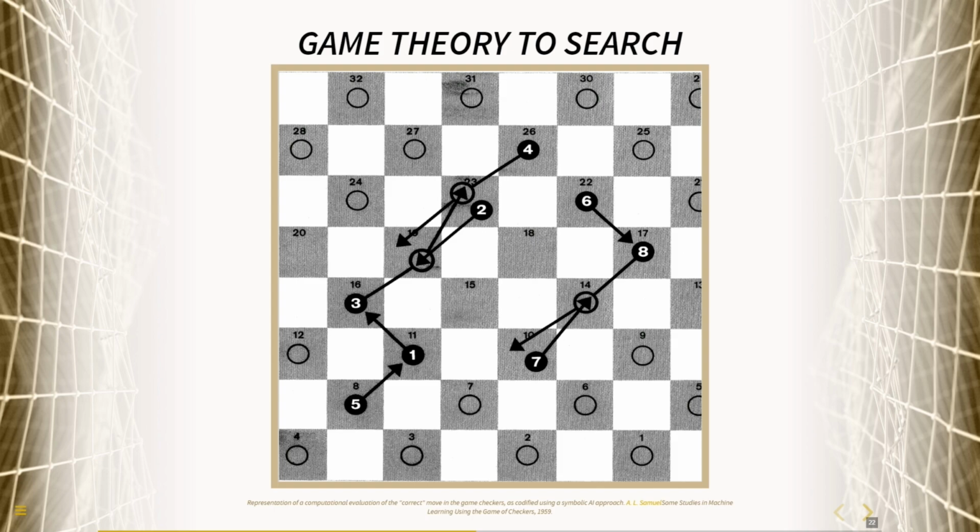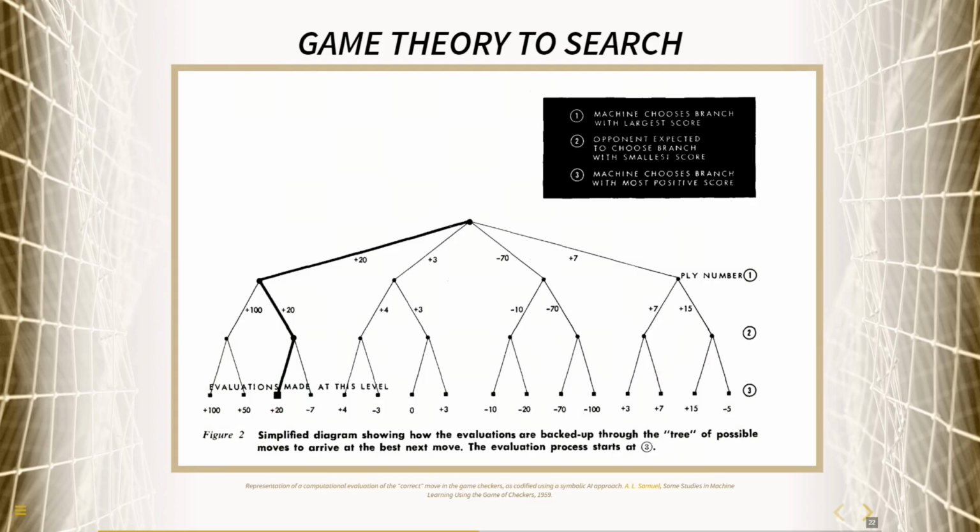Game theory, after all, is just the modeling of interactions among agents. In the 1959 paper, Some Studies in Machine Learning Using the Game of Checkers, we actually found the first definition, the first documented use of the term machine learning in Western computer science. So in this image, you can see how the author A.L. Samuel codified a tree search-based approach to arriving at the correct move in a game of checkers. One move leads to another, and it sort of starts to change your possibility of getting either a larger or a smaller score as you read through the graph.